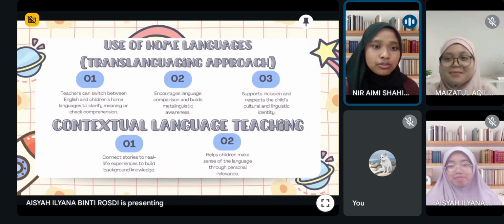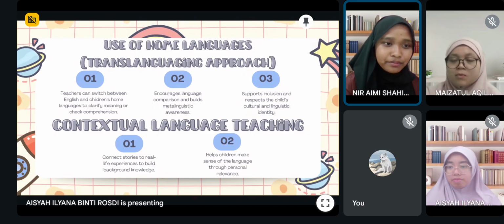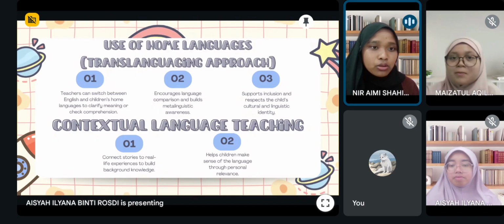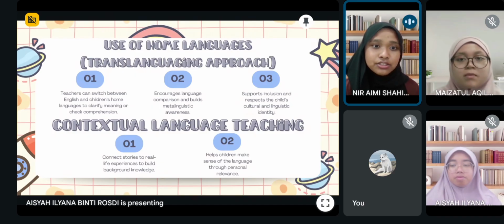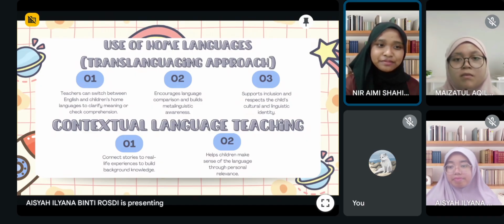It also shows respect for the child's linguistic identity and boosts their confidence to participate. Translanguaging can also be used when comparing words across languages. For instance, if the story has the word happy, the teacher might ask the children what happy means in their own language, helping them make personal connections and build vocabulary across both languages.